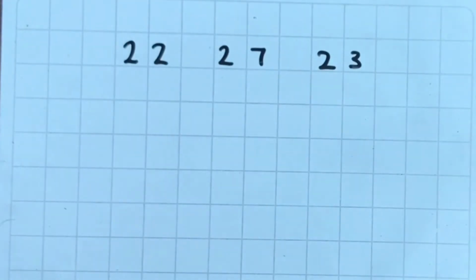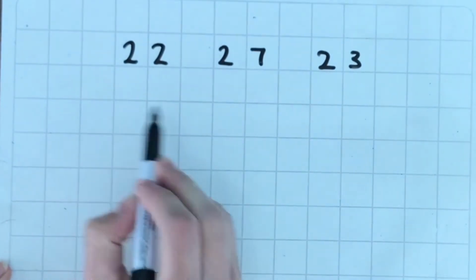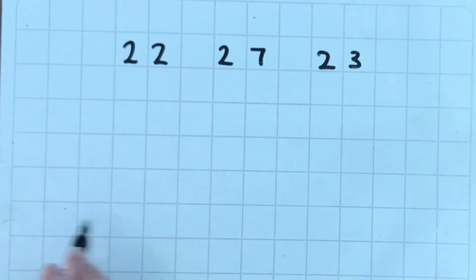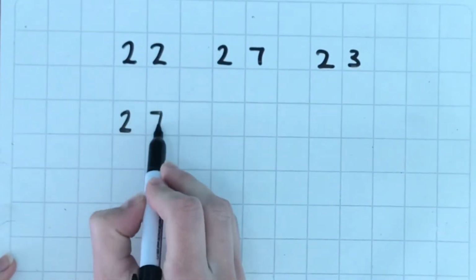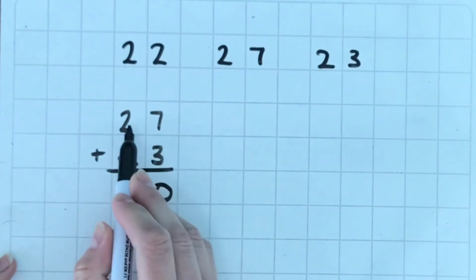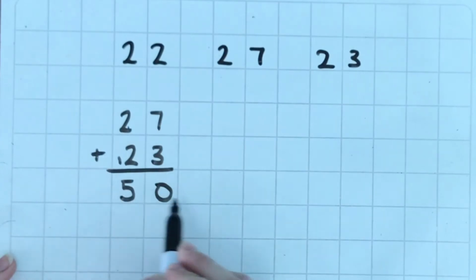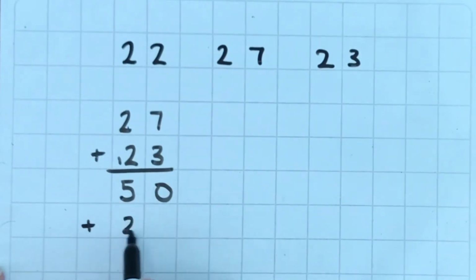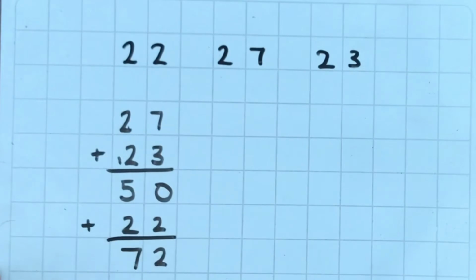Example number 4, we're going to have a look at what happens when you've got some bigger numbers and you need to use your formal method. So 3 numbers, 22, 27 and 23. Some of you will be confident adding these in your head and some of you will need to use your formal method. I'm going to start off with 27 and 23. I'm just going to reorder the numbers to add them together to make it easier. So 27 plus 23. 7 plus 3 is 10, 2 plus 2 is 4, plus 1 is 5. Then 50 plus 22 gives you 72.